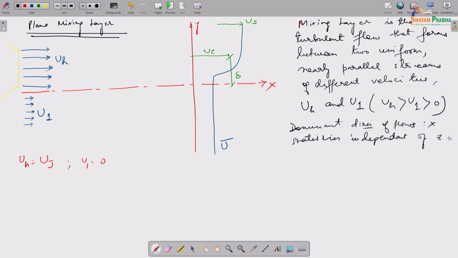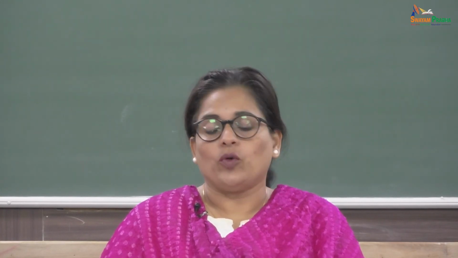Right. So statistics independent of Z. Okay. So we have two imposed velocities in the plane mixing layer, UH and U1. In this context, what we can write is this. Now, the previous one was a plane jet, where U1 was 0. So you can say that the plane jet is a special case of the plane mixing layer.